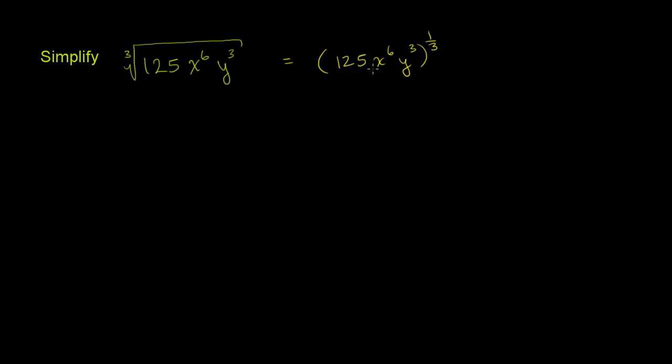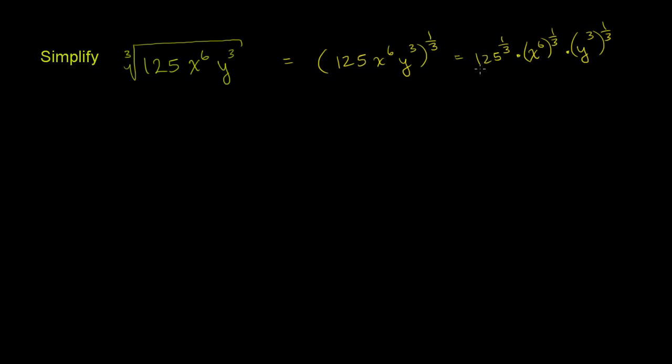And if we take the product of a bunch of stuff and raise that to the 1/3 power, that's the same thing as individually raising each of the things to the 1/3 power and then taking the product. So this is going to be equal to 125 to the 1/3 power times x to the sixth to the 1/3 power times y to the third to the 1/3 power. And then we can think about how we can simplify each of these.